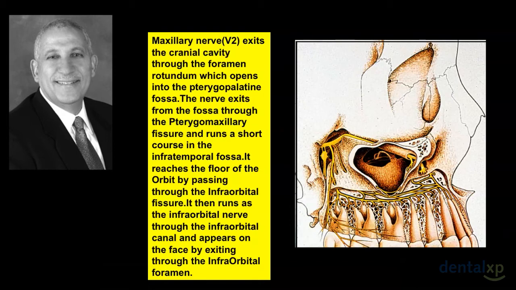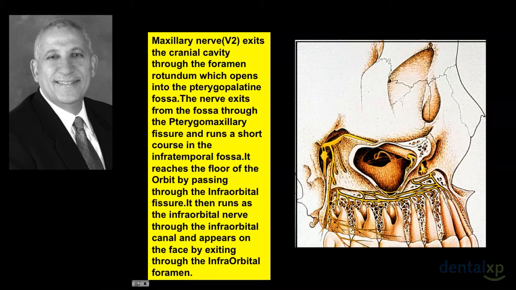Then it enters the orbit via the infraorbital fissure, as you can see here, and it runs on the floor of your orbit, runs into the canal, and then opens on the face, like we talked about, as the infraorbital foramen. Then it will terminate as a nasal branch to the side of the nose, a labial branch to the lip, skin, mucosa, and the gingival portion, and a palpebral branch to the inferior eyelid. You see? So that we call the course of the maxillary nerve.